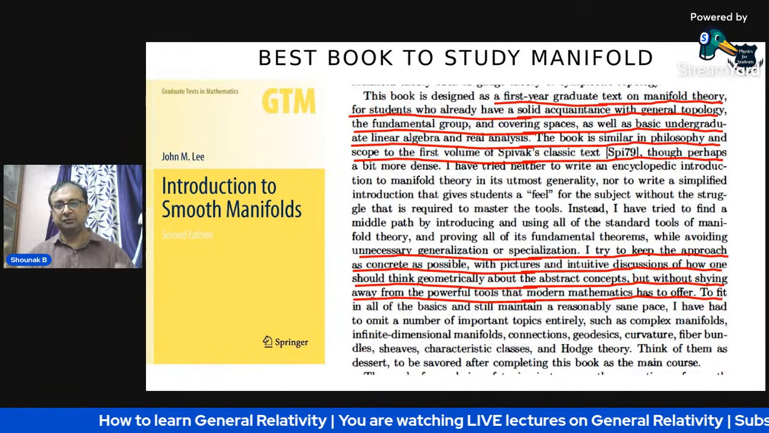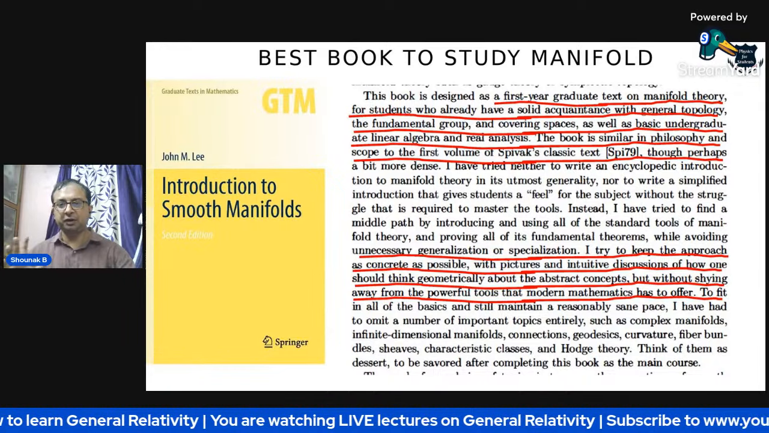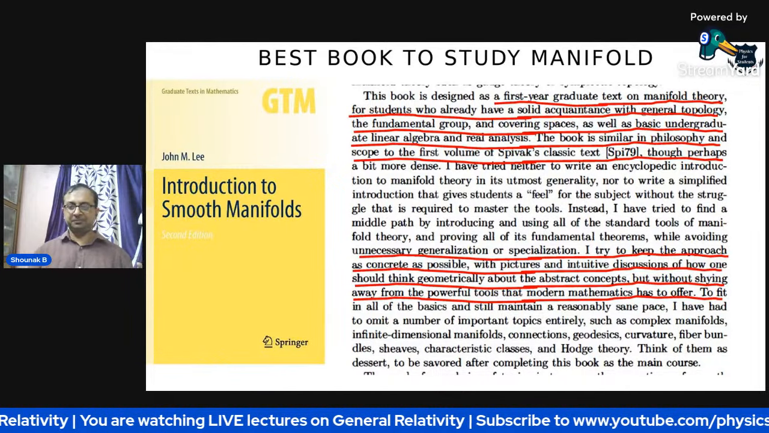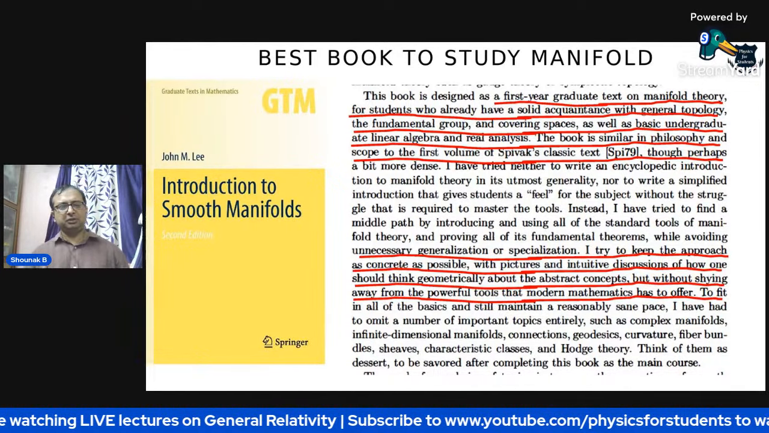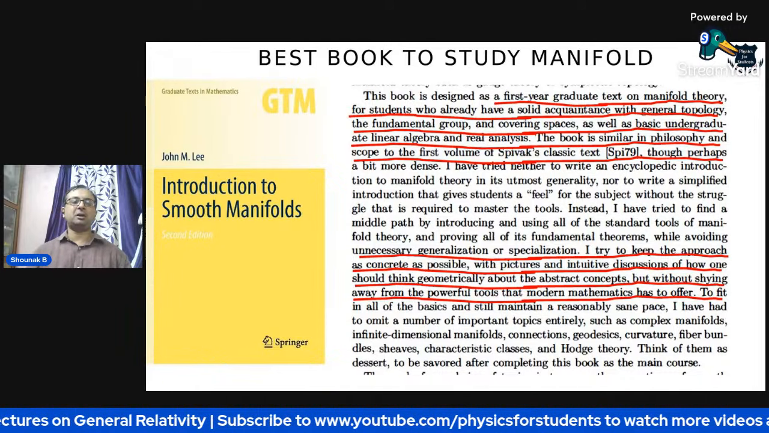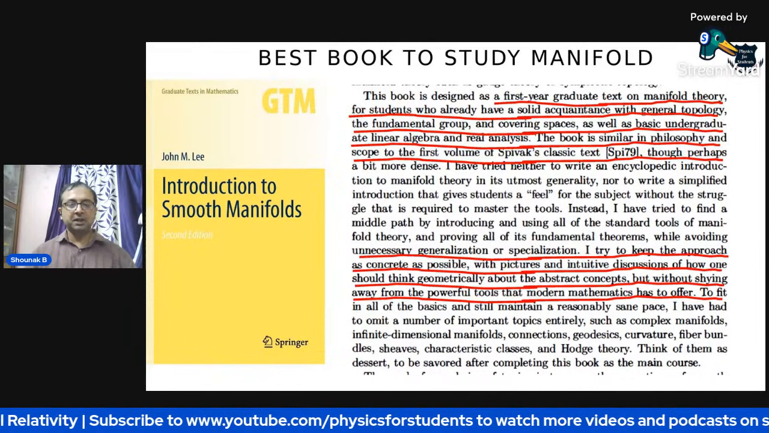The book is similar in philosophy and scope to the first volume of Spivak's classic text. Now, this is the problem. You also need to understand the problem. I will come one day to talk about how to select the right book. So here is the problem.